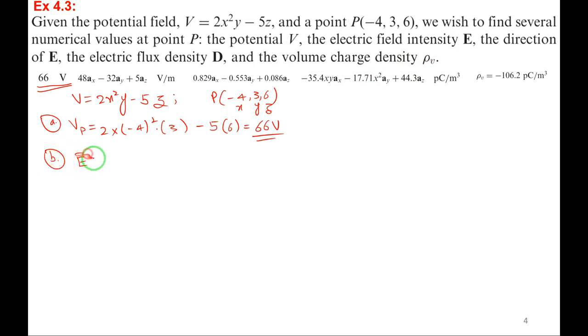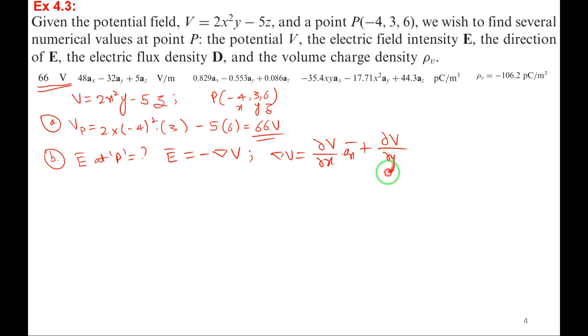So we want electric field intensity E at point P. So we want to calculate this, right? We know the relationship between E and V: E is equal to minus del V. So first, just observe the potential. It is in Cartesian system, right? Cartesian coordinates are coming into the picture. So we will write down the formula: del V is equal to, in Cartesian system, dou V by dou X into AX plus dou V by dou Y into AY plus dou V by dou Z into AZ.